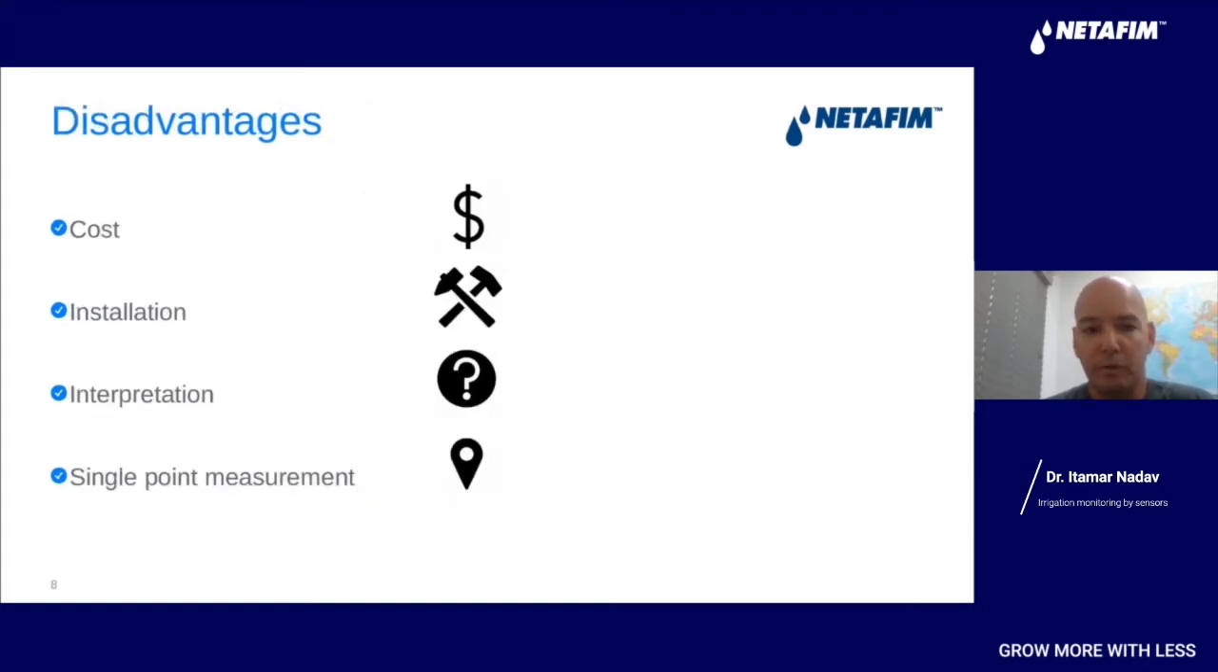But there are some disadvantages of soil sensors over other sensors. First of all, the cost. It costs to buy them. You need to install them, and sometimes it's not that easy. Some of these sensors need interpretation of the results, and all the sensors actually measure just in one point. So if you have a large field or orchard, you measure in one point or one tree, and it doesn't always represent the entire field.